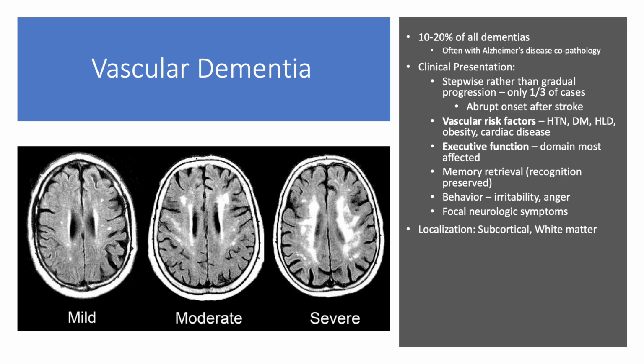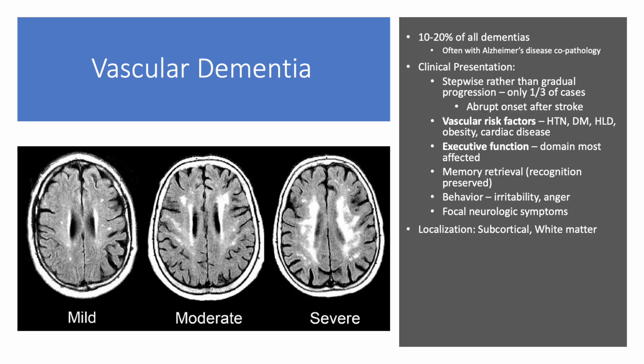Generally it is thought that about 10 to 20% of all dementias are vascular dementias, and in terms of clinical presentation, whereas Alzheimer's is a really gradual decline over time, vascular dementias present more with a stepwise decline in function depending on the type and extent of the vascular injury.